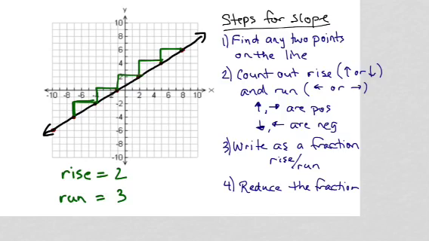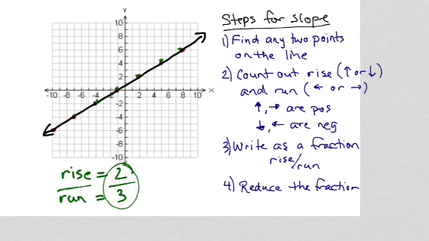Now, step 3, write it as a fraction, rise over run. So just put a fraction bar in between them. And then last but not least, reduce the fraction. So that fraction right there, 2/3, is already reduced, so I don't need to do anything else. That is my answer.